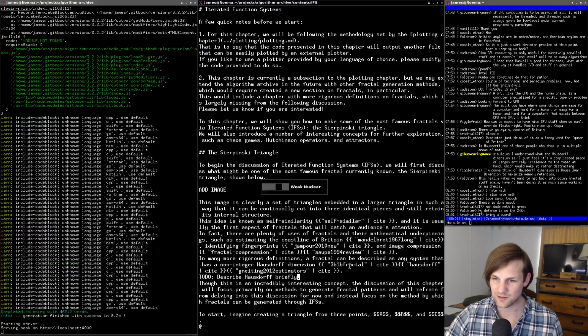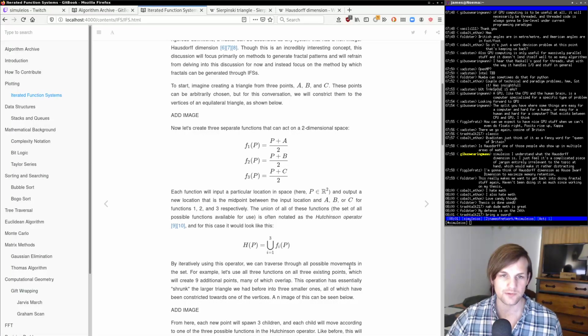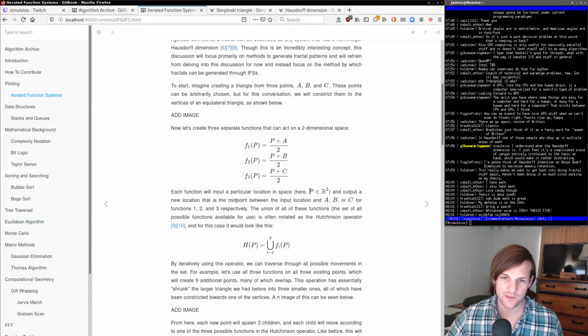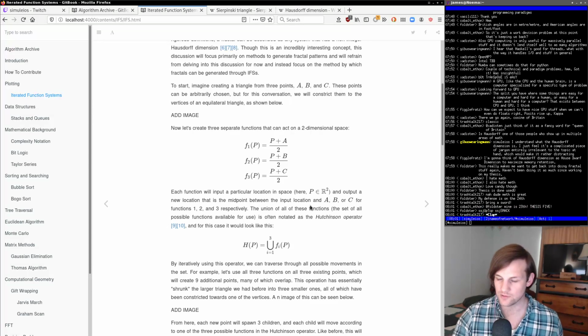That's all that image is going to be. Okay? Now, let's create 3 separate functions that can act on a 2-dimensional space: F1, F2, and F3. All of these are P plus A over 2, P plus B over 2, and P plus C over 2, where P is within R squared, right? So this is a 2-dimensional value.